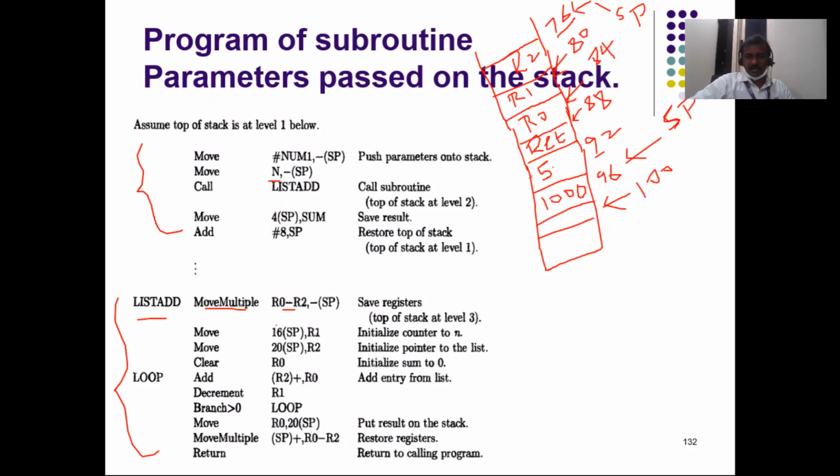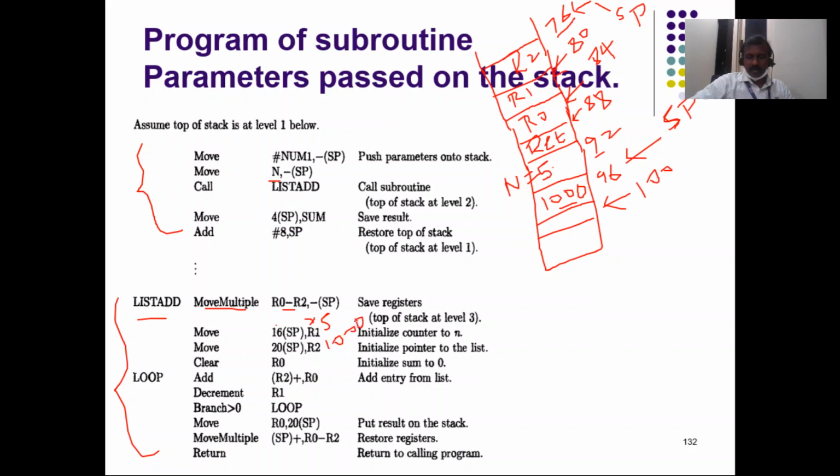This is nothing but N, and N is equal to 5. That n, the count of how many numbers you want to add, is now moved to R1. Now R1 contains 5. Then 20 comma SP to R2: 76 plus 20 is 96, the address of the first number, which is moved to R2. So R2 will have 1000.